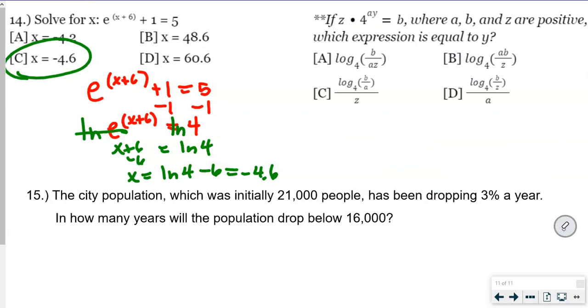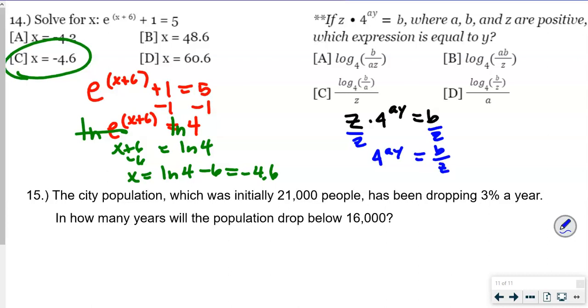Okay? So for this next one, it says if z times 4 to the ay equals b, where a, b, and z are positive, which expression is equal to y? So basically, they want us to solve for y here, okay? So what I'm going to do is rewrite this problem down here: z times our 4 to the ay is equal to b. So now how would I get rid of that z if it's being multiplied? Don't we do the opposite? We're going to divide both sides by z. So that's going to give us our 4 to the ay is equal to b over z.